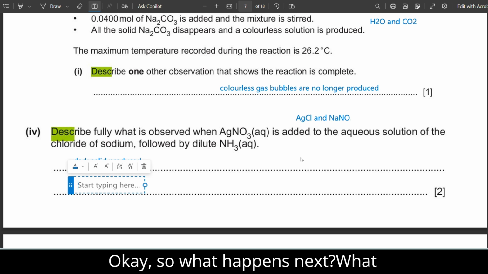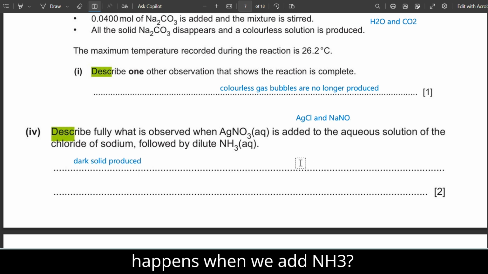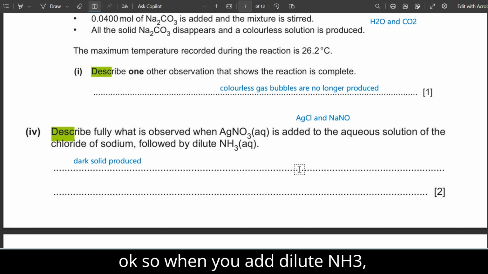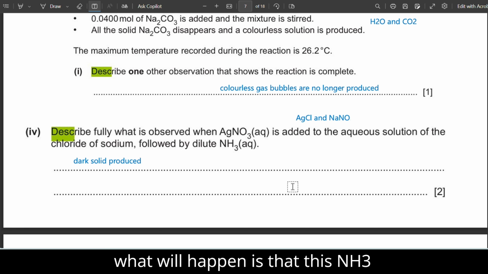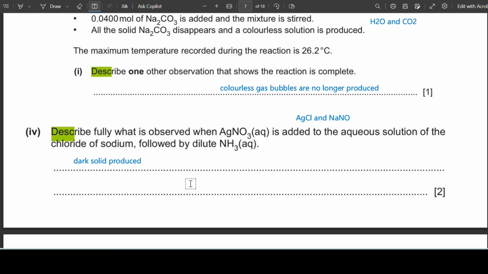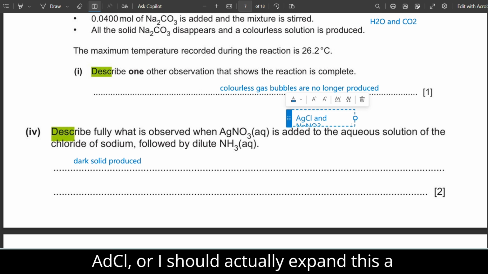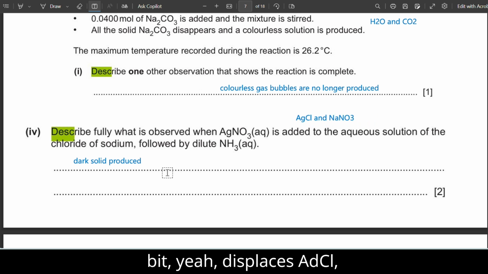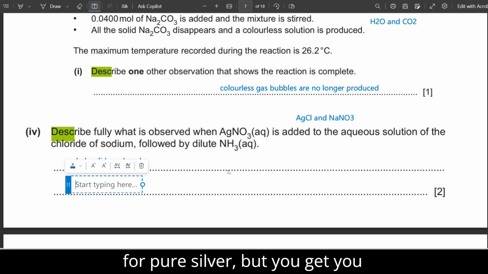Okay, so what happens next? What happens when we add NH3? When you add dilute NH3, what it actually does is displace Cl from AgCl. So you will get pure Ag instead. For pure silver, what you get is a silver precipitate.